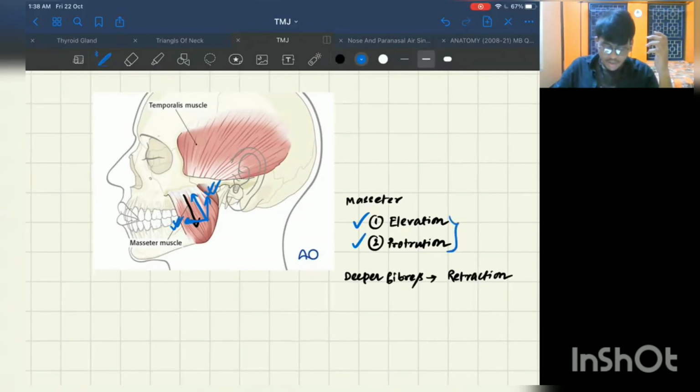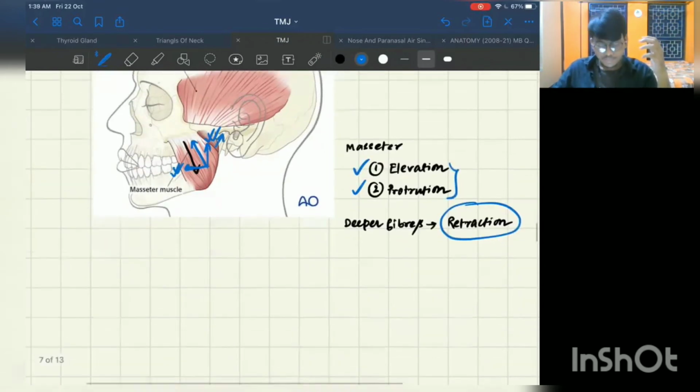And the deeper fibers will pull the mandible backwards, right? The direction of the fibers is just opposite, and they will pull the mandible backwards and help in retraction, right?